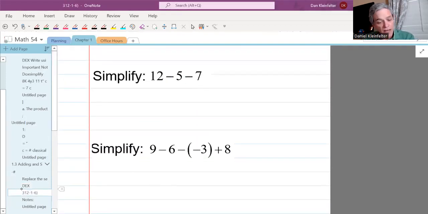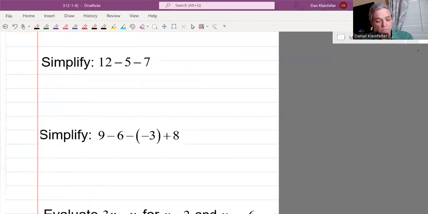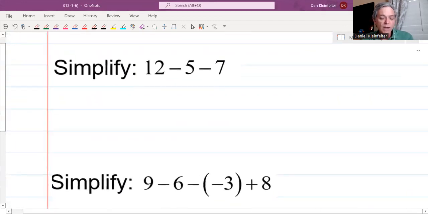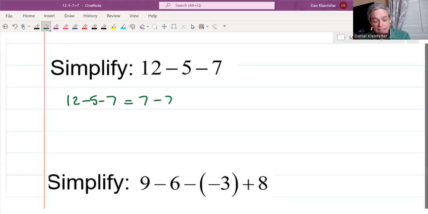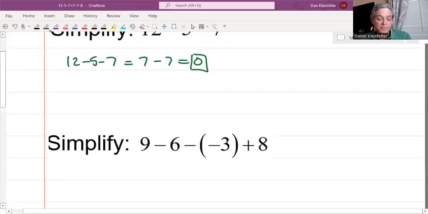Okay, a couple where we have more numbers, right? We'll work left to right according to order of operations. Here we have 12 minus 5 minus 7. Working left to right, 12 minus 5 is 7, right? 12 minus 5 is 7, and then 7 minus 7 is 0. Okay, final answer is 0.